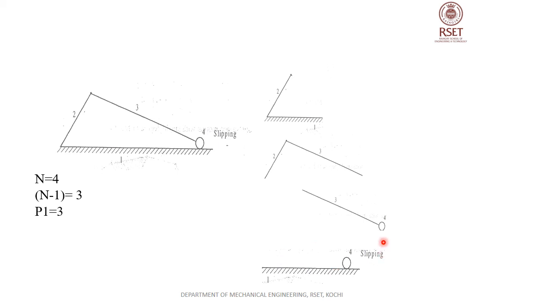So here P1 is equal to 3. That is, the number of kinematic pairs with single degree of freedom is 3. Link 1 2 forms a kinematic pair with single degree of freedom. Link 2 3 forms a kinematic pair with single degree of freedom. Link 3 4 forms a kinematic pair with single degree of freedom. So 3 kinematic pairs with single degree of freedom. And the last kinematic pair, that is 1 and 4, forms the kinematic pair with 2 degrees of freedom. So P2, the number of kinematic pairs with 2 degrees of freedom, is equal to 1.